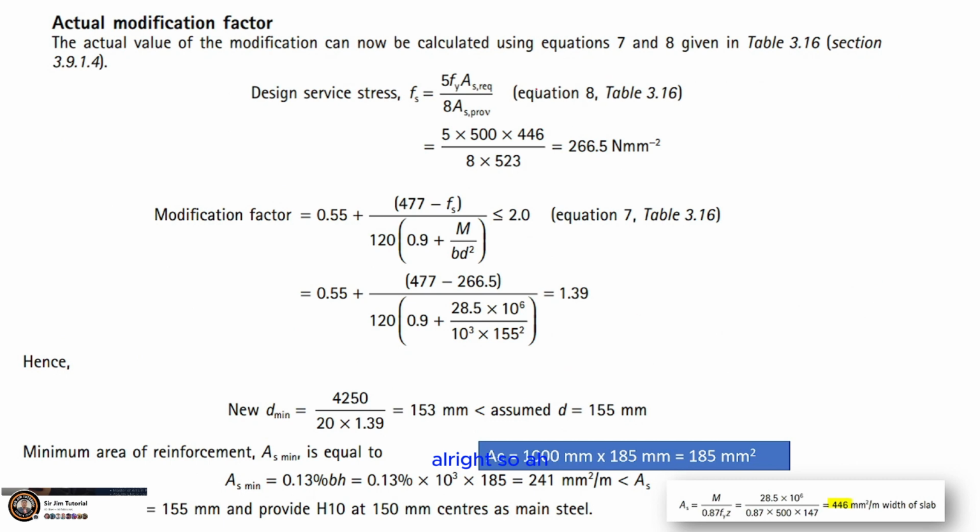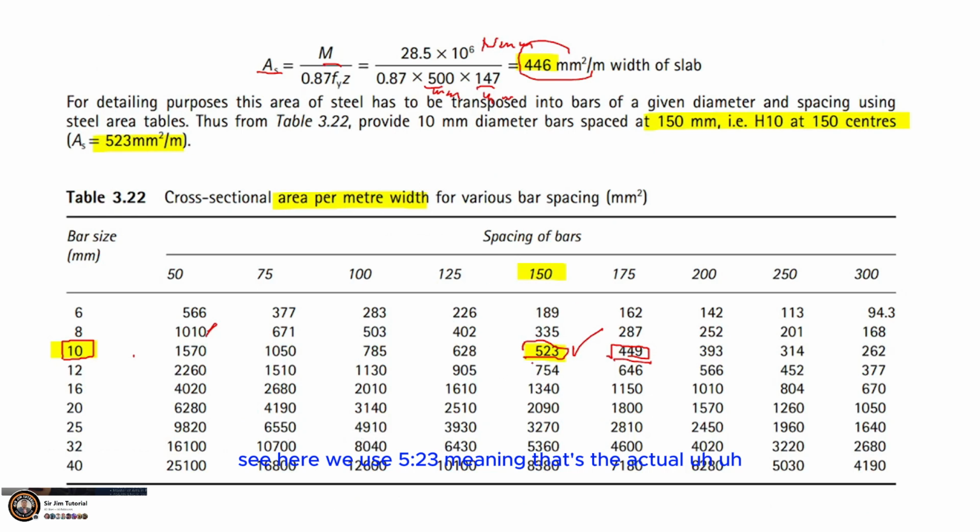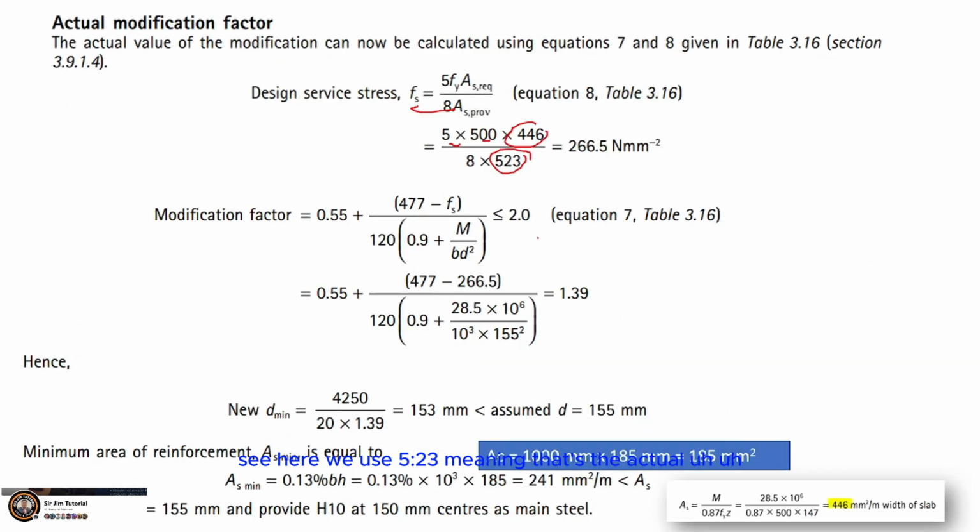All right, so we check our actual modification factor, because earlier we had the assumption of using 1.4. Now we see, using this formula, 500 is the Fy in megapascal, and then this is the requirement. Earlier we calculated it's 446, and this is the actual that we have provided. See here we use 523, meaning that's the actual area of reinforcement. Then this value, which is Fs, the design service stress of the steel, is to be substituted here. And then the moment that we had, 28.5, b is 1000 millimeter, and then the effective depth of 155, with a value of 1.39. Earlier, we had an assumption of using 1.4, so it's okay, right?